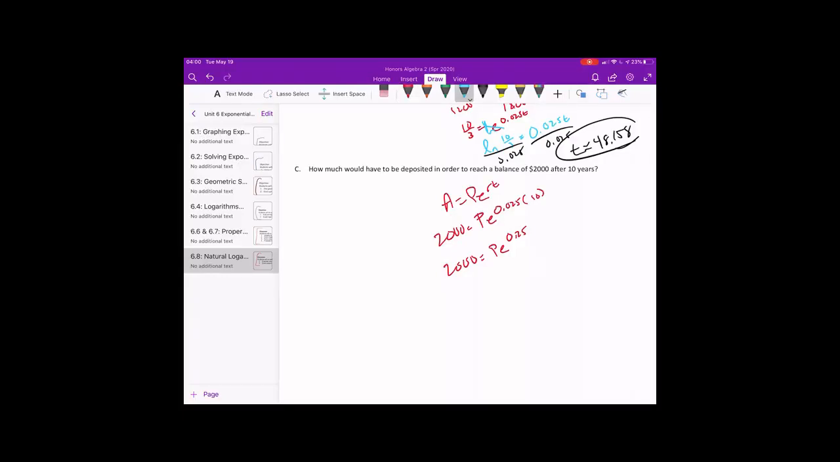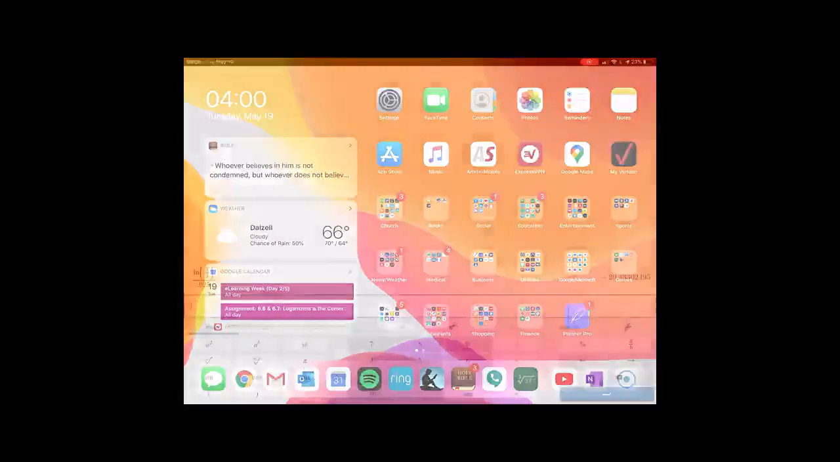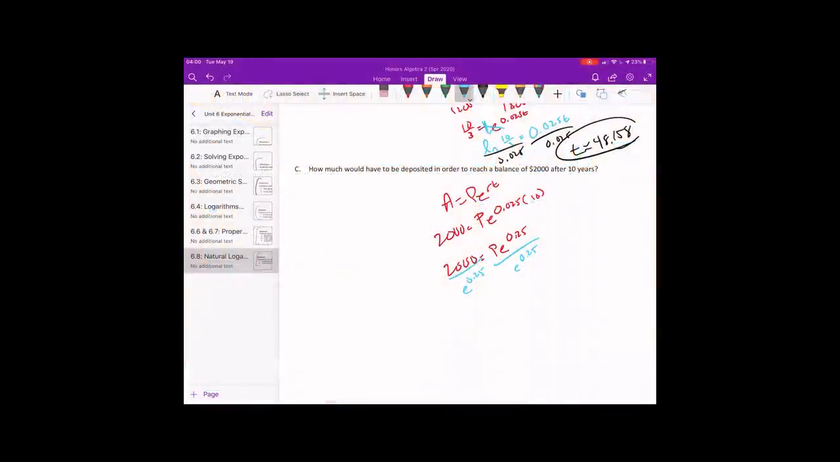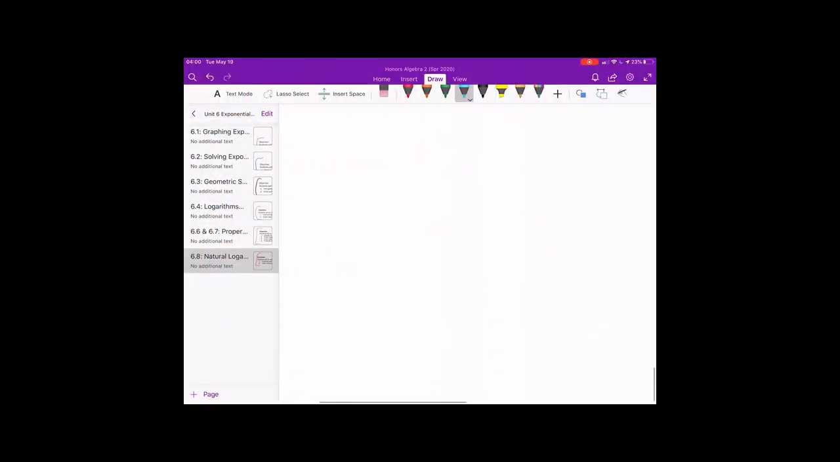Now, we could do a lot of crazy things here, but the easiest thing to do is just divide both sides by this e. Why be crazy here? Use your calculator as a tool. And so we're going to get our 2,000 and we're going to divide it by e to the 0.25 power.